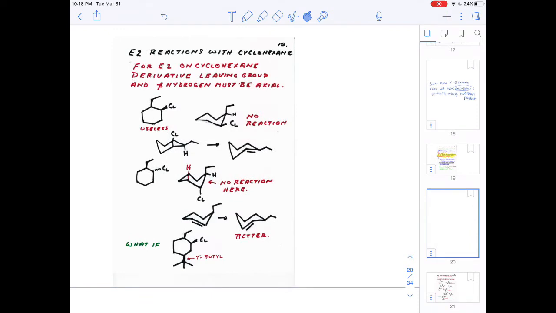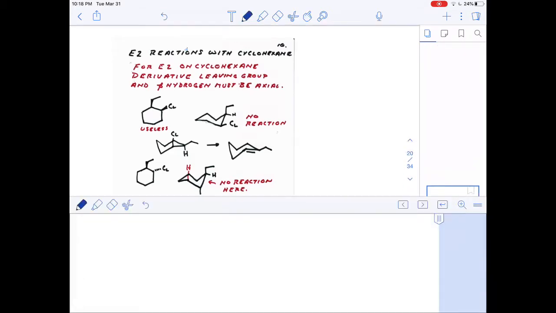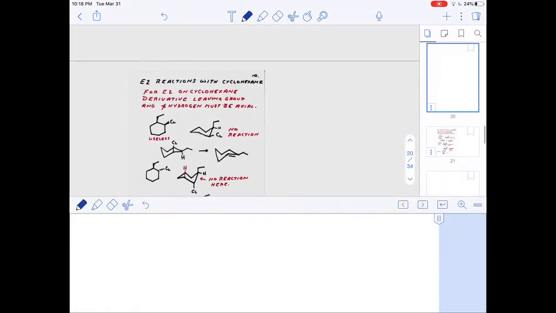All right, so then he goes on to talk about E2 reactions with cyclohexane. And for E2 to work on a cyclohexane, the leaving group has to be axial to the beta hydrogen that the base is going to be pulling off. So let's look at that.